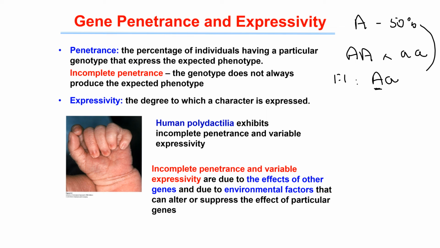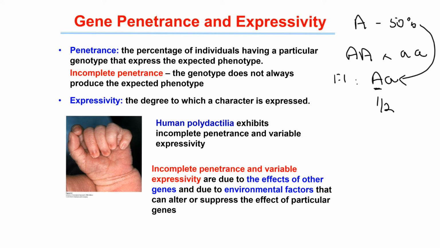However, if the penetrance is only 50%, it means that only 50% of those individuals who have this genotype would also manifest phenotype. So it means only one half would be phenotypically dominant and one half would be phenotypically recessive. If the penetrance was 30%, only 1/3 will have the phenotype. So in such case, incomplete penetrance actually alters the expected phenotypic ratio.